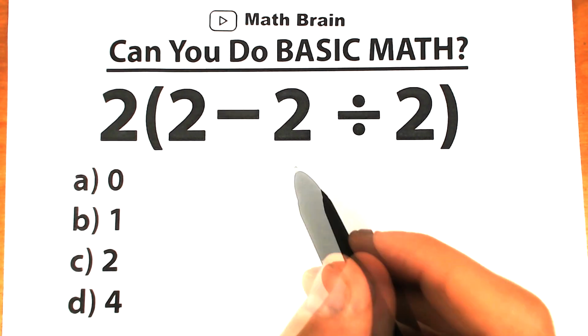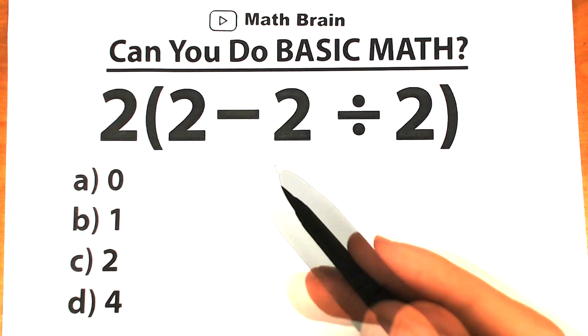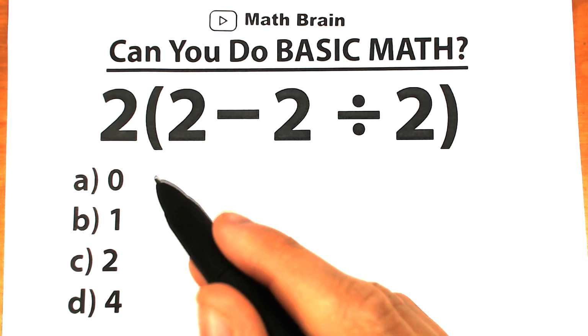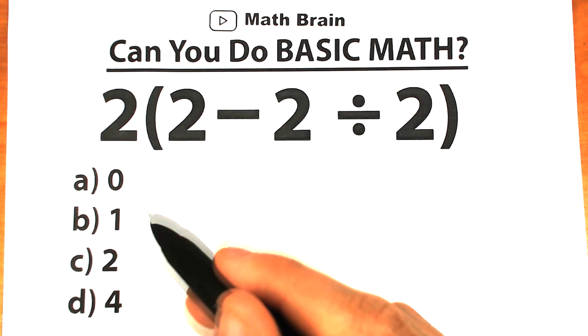Today we have a really interesting challenge: 2 times (2 minus 2 divided by 2), and we need to find the exact value of this expression. What do we think is the correct answer to this challenge: option A, B, C, or D?